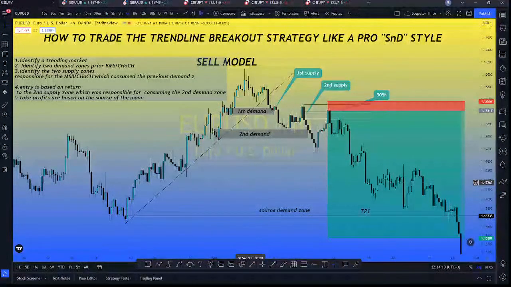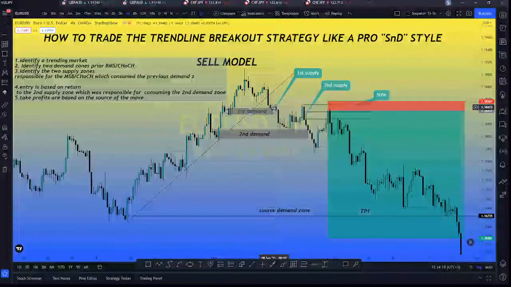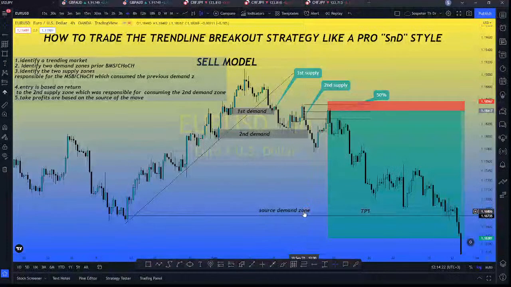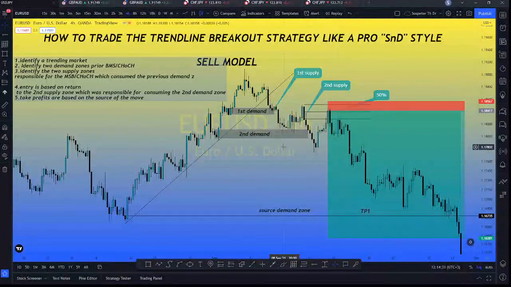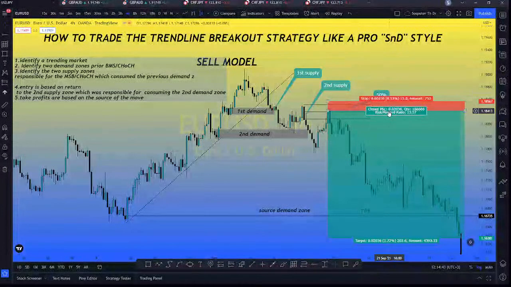So remember, you can see the market didn't form a second supply. It formed a first supply. This first supply pushes the price down to the source. So if the price touches the source before creating this second supply, you invalidate that setup. You wait for a first supply, then the price gets pushed to the source, and then forms a second supply and you find an entry.